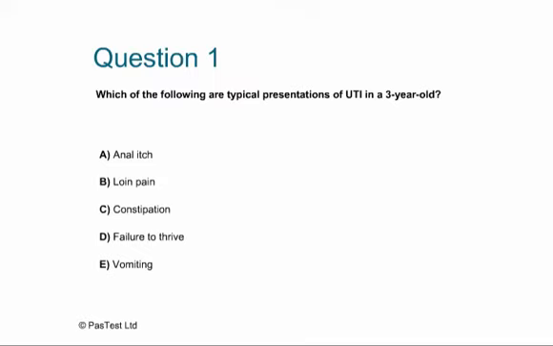Question 1. Which of the following are typical presentations of urinary tract infection in a 3-year-old? Is it A, anal itch, B, loin pain, C, constipation, D, failure to thrive, or E, vomiting? This is a true-false question.